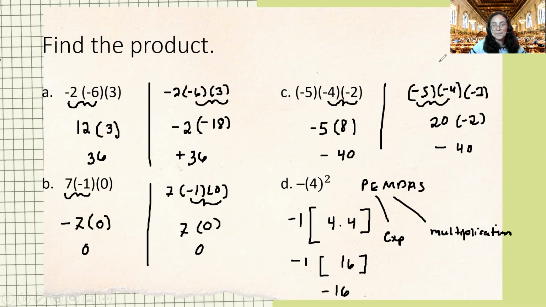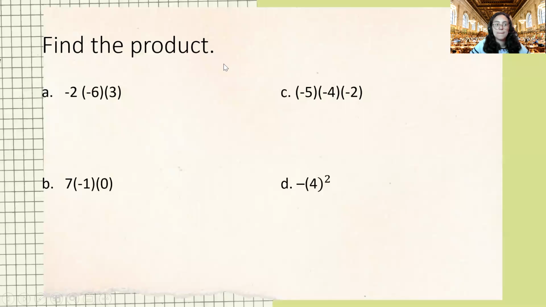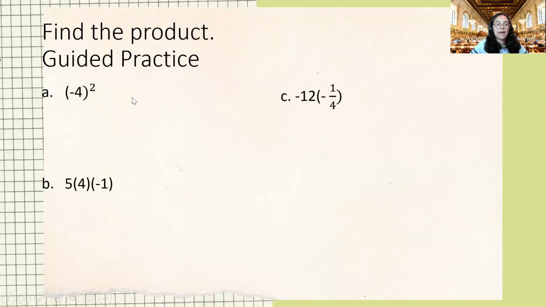Okay, so let's go ahead and continue. So here we have another guided practice where you can go ahead and pause the video, and then we will come back and check our answers together.